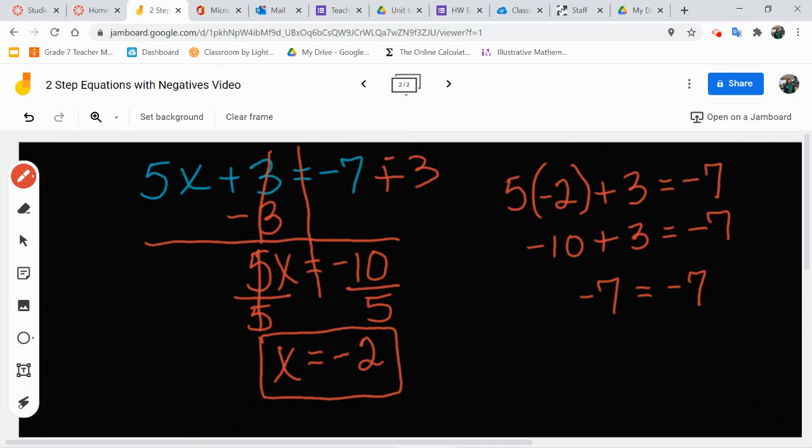So now we have solved 2 equations with negatives, and it's your turn to go work the problems on the assignment today, the homework assignment today. Write them down on paper. Make sure you use your integer sign rules, and good luck.